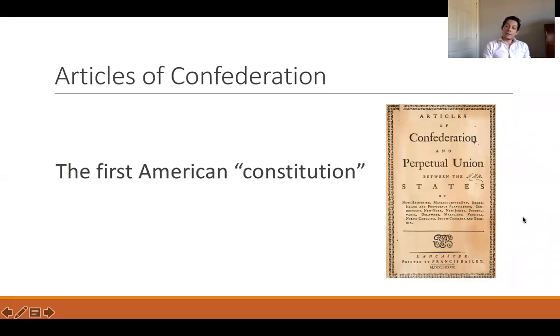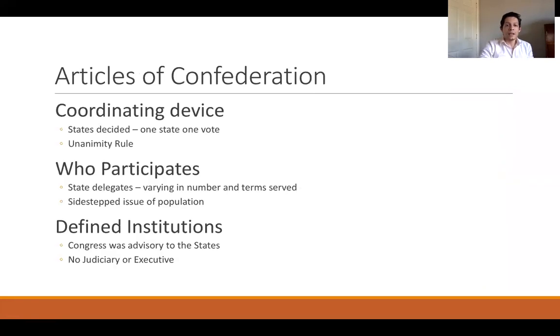So the Articles of Confederation was technically the United States' first constitution, in the sense that it was the governing document under which the American citizenry and the government operated. So it was a coordinating device. However, just because something is a coordinating device doesn't mean that it's a good one.